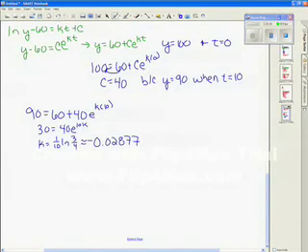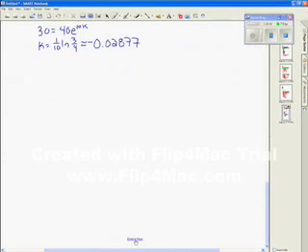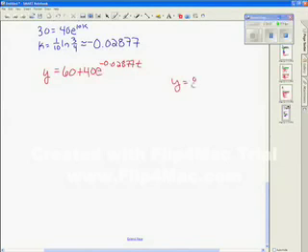So what we can now do is give our general form, our general equation, what we can use to find out other t's. We get y equals 60 plus 40 e to the negative 0.02877 times t. So this is our general form. What we want to know is what it is when y equals 80 degrees.